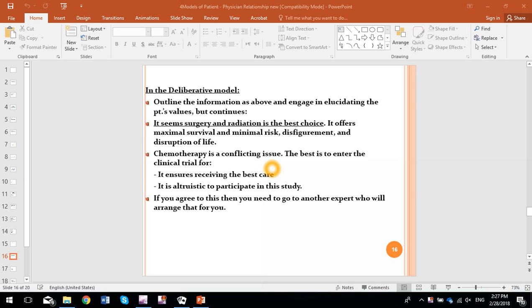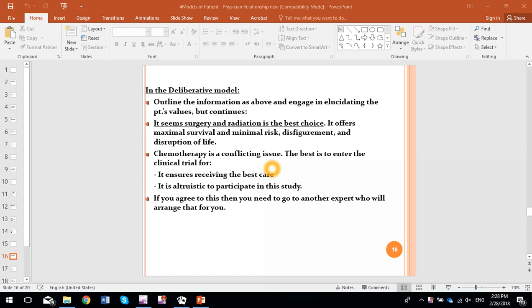Now, the tone and the language in the deliberative model of the physician: he goes all through the language of the interpretive model, but he is adding certain things that the patient should, not would. He's recommending the surgery and radiation as the best choice, and he explained why. Chemotherapy he did not suggest, but he recommended entering into a clinical trial for best care and because it is altruistic. And if you agree to that, then we can arrange that for you.